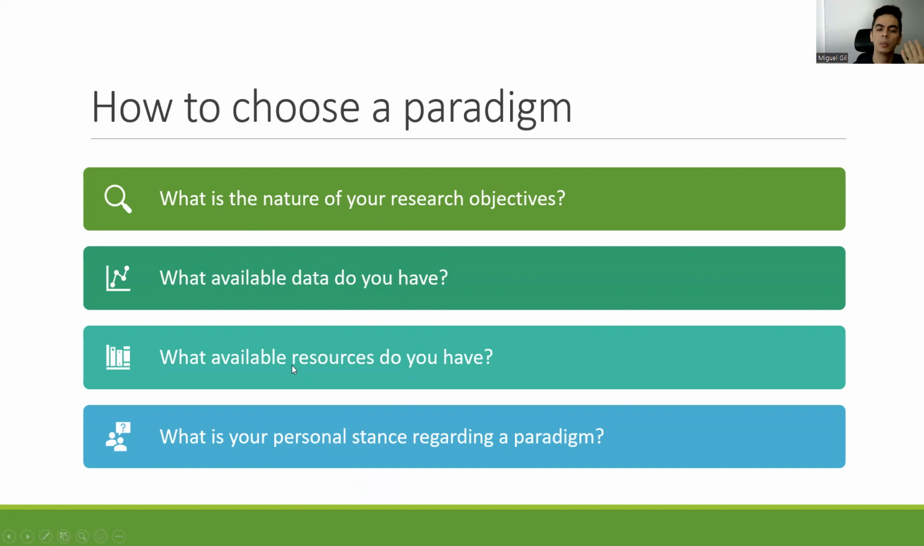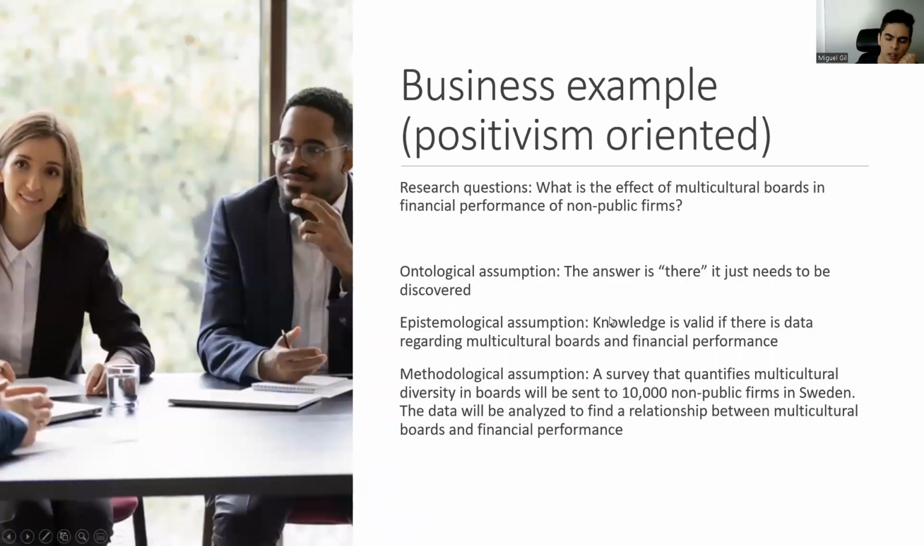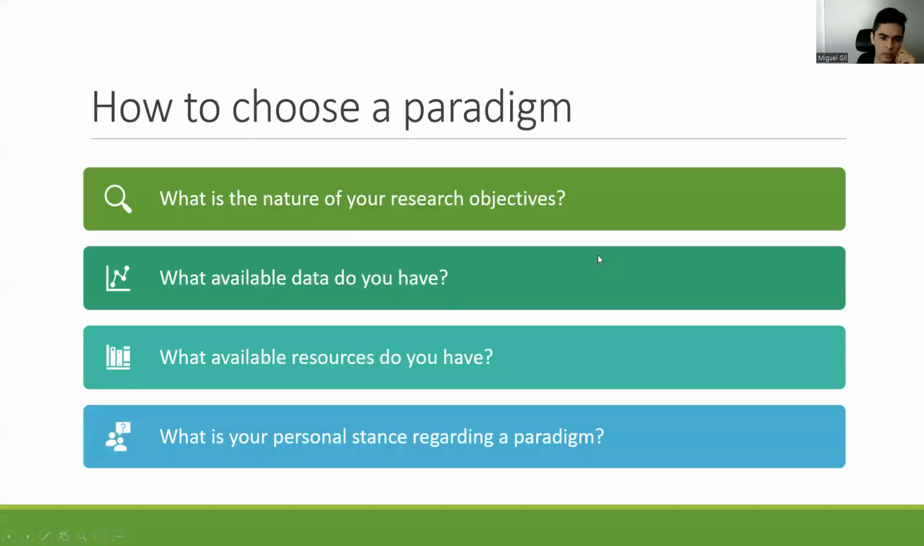The next one is, what available resources do you have? So maybe you say, I really like this, it sounds really good. But maybe you are not the best in statistics, or maybe you don't have the software that you need to do your analysis, or maybe you don't have access to the data set. You don't have the resources. So maybe because of these limitations, you will change your research objective, right?